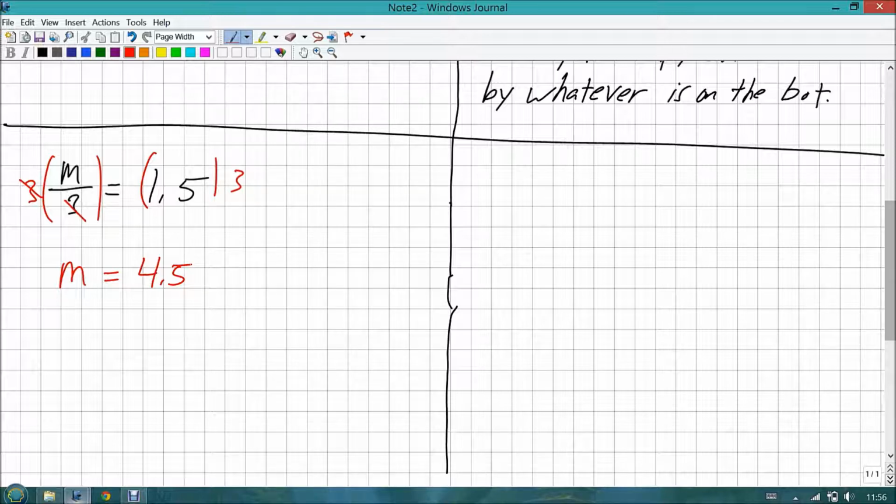And math says, multiply both sides by 3. Bam, they eliminate on the left. I'm left with just M by himself. On the right, we are left with just 4.5, and we are done.